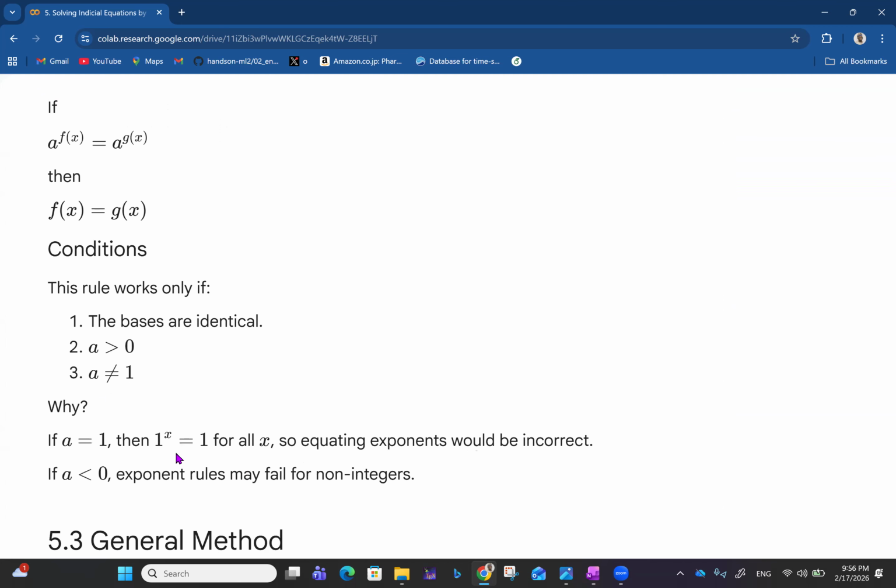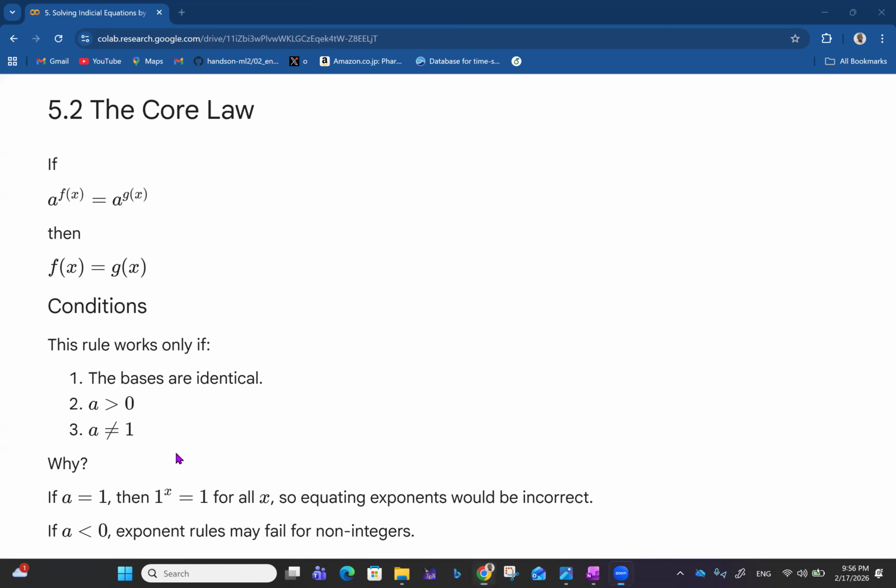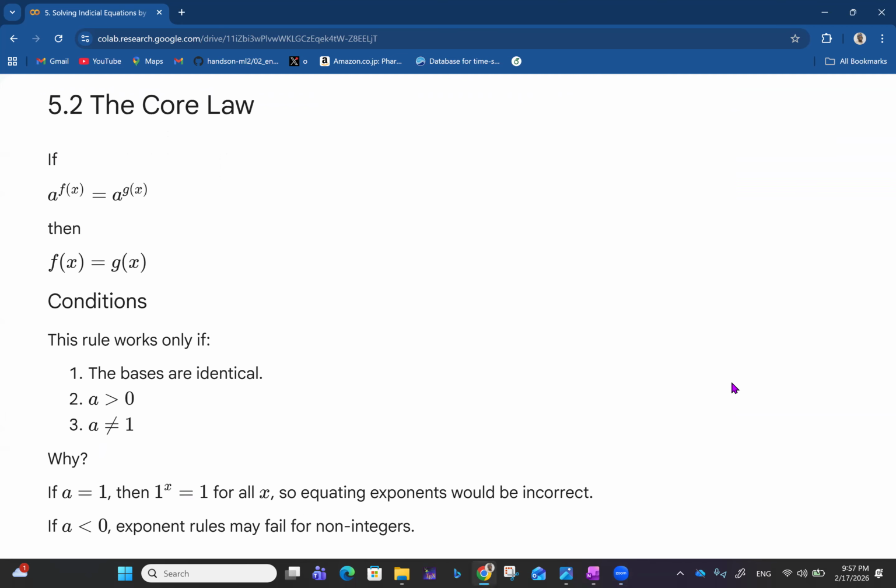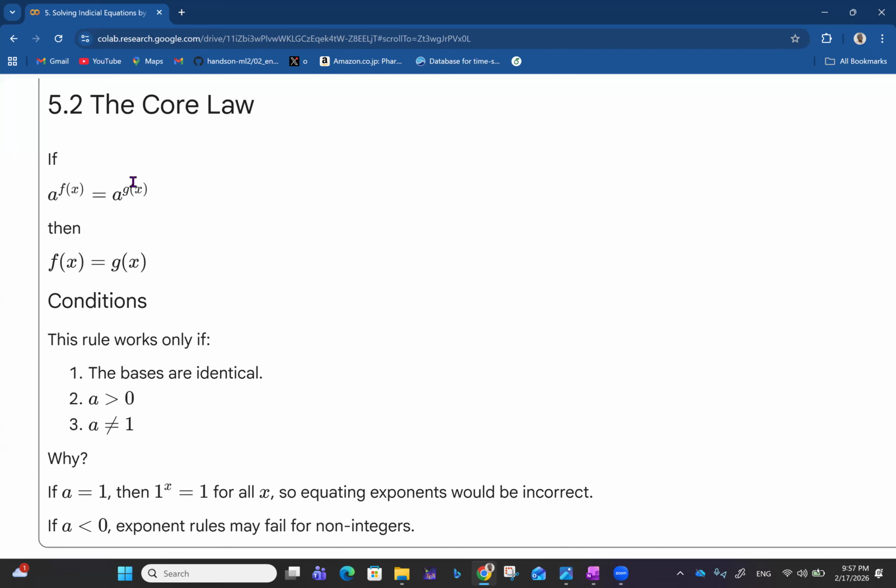So let's look at the rule for solving indicial equations. The rule here is that if a is raised to power f of x, and that is equal to a raised to power g of x, because the base is the same on both sides, a is the base on both sides, then you can compare the powers, the exponents, which are f of x and g of x. So in that case, we can say f of x is equal to g of x. But this is based on certain conditions.